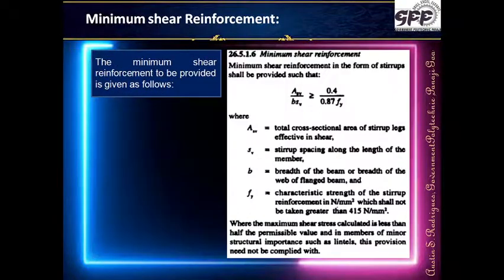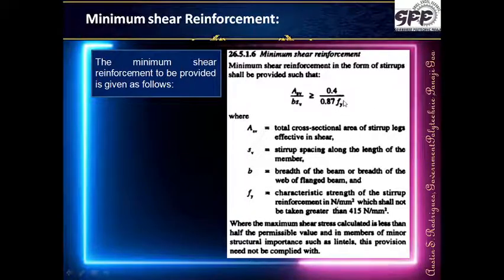Now what is the clause given over here? The clause given is clause 26.5.1.6. Minimum shear reinforcement in the form of stirrups shall be provided such that ASV upon B SV is greater than or equal to 0.4 upon 0.87 Fy, where ASV is the area of the stirrups, the vertical legs of the stirrups. B is the width of the section. SV is the spacing of the stirrups. 0.4, 0.87 are the numbers.